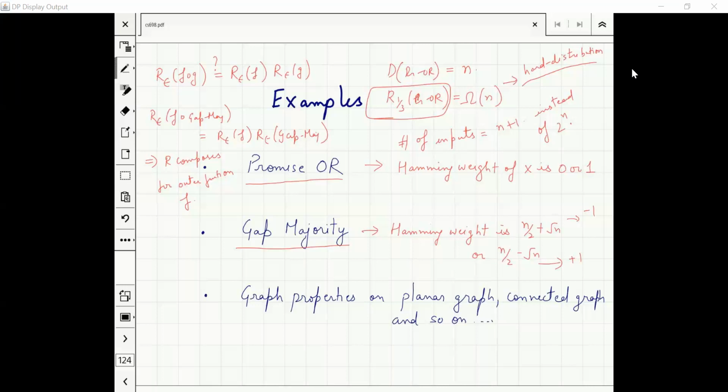So if F does not compose with gap majority, then we cannot say anything about F composing with any other function. Correct. It may, but we know at least one G for which it will not compose. Yes, the gap majority. Only if it composes, then we are sure that for all others it will compose. But if it does not compose with gap majority, then for a particular G we don't. Yes. But composition in general will definitely not hold true, because obviously we have a counter example, right? Composition in general for the F will not.